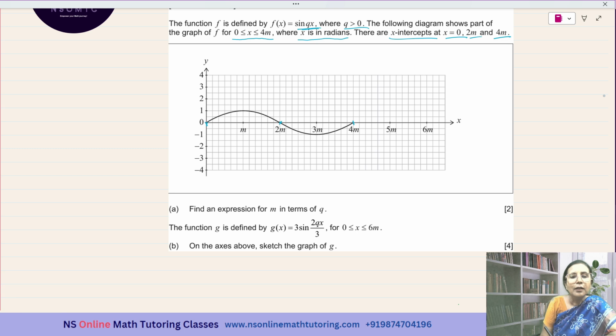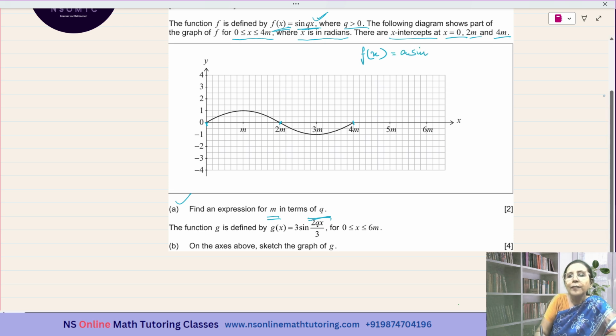Now the part A. Find an expression for m in terms of q. And this is the expression for f of x, the function expression. Now we know the general form of a sinusoidal function expression, which is A sine (Bx minus C) plus D.